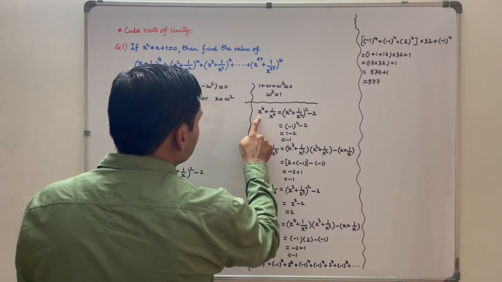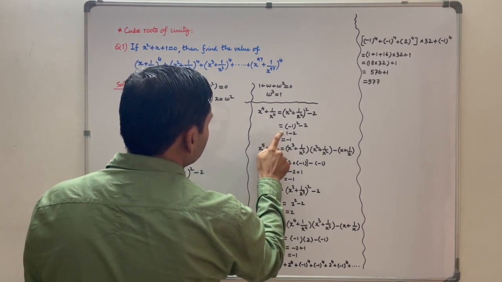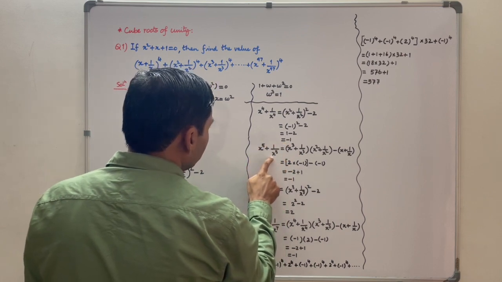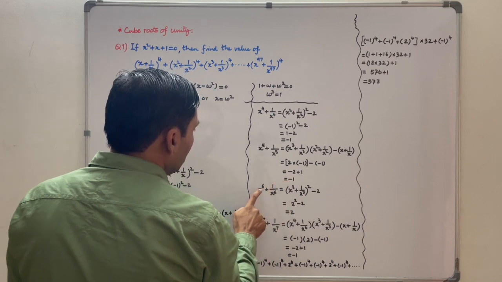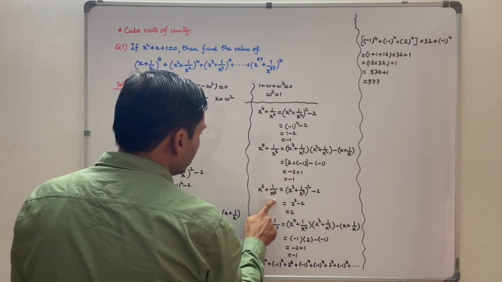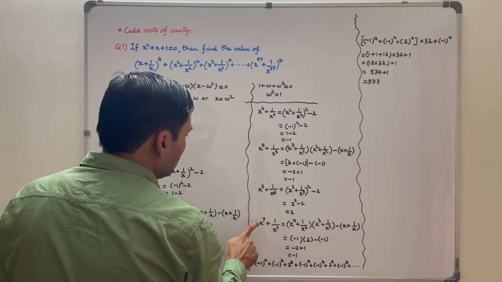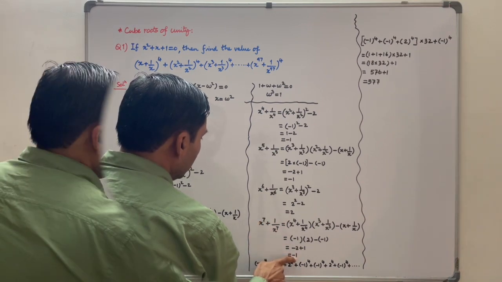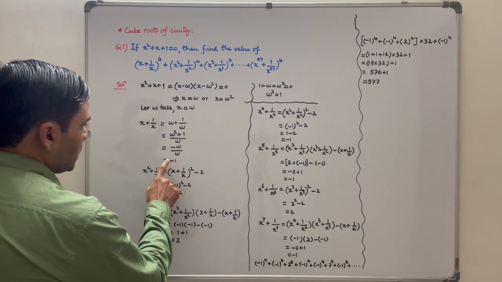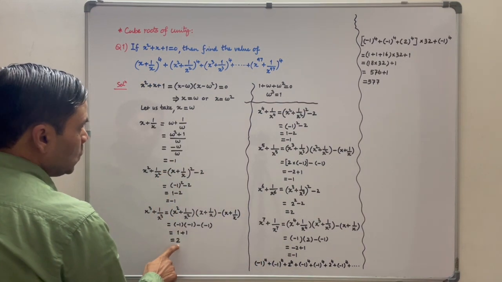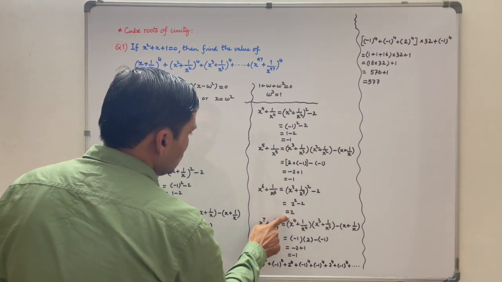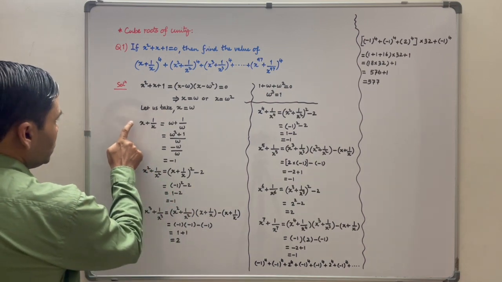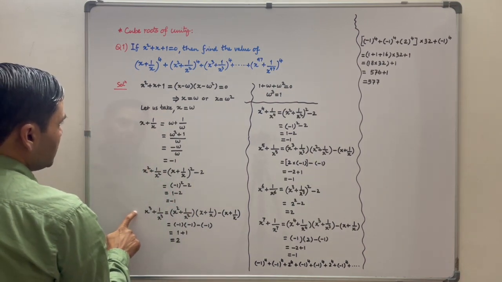Similarly, value of x to power 4 plus 1 by x to power 4 is equal to minus 1. Value of x to power 5 plus 1 by x to power 5 is equal to minus 1. Value of x to power 6 plus 1 by x to power 6 is equal to 2. And value of x to power 7 plus 1 by x to power 7 is equal to minus 1. We see a repeating pattern here. Minus 1, minus 1, 2, minus 1, minus 1, 2, then again minus 1, minus 1, 2. So value is repeating after every 3 terms.